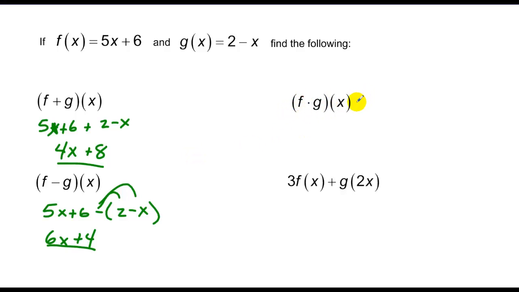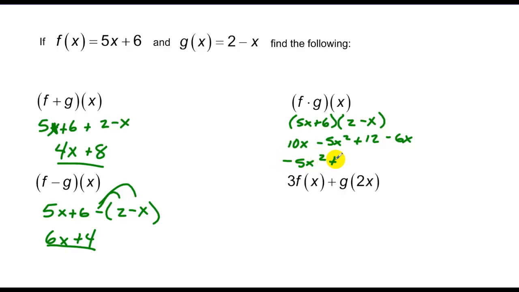F times g of x, here they just want us to FOIL these together, so 5x plus 6 multiplied by 2 minus x, I have 10x minus 5x squared plus 12 minus 6x, and then I combine like terms, negative 5x squared plus 4x plus 12 gives me f times g of x.